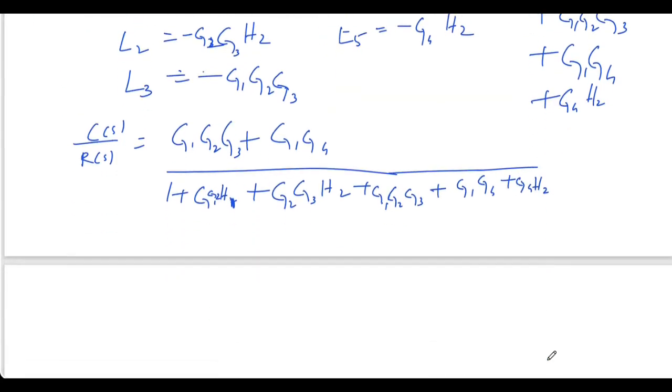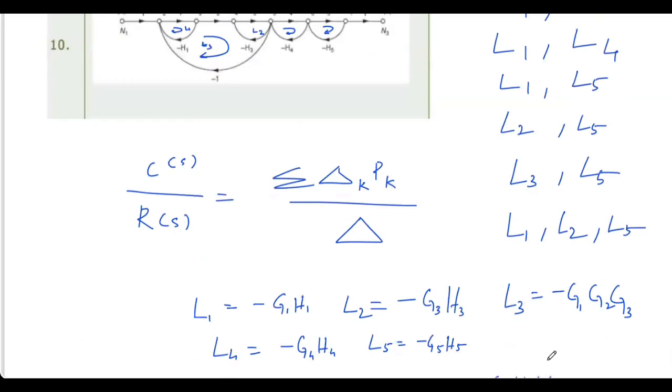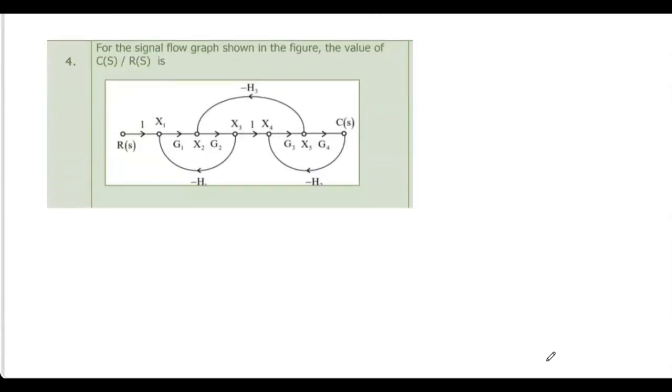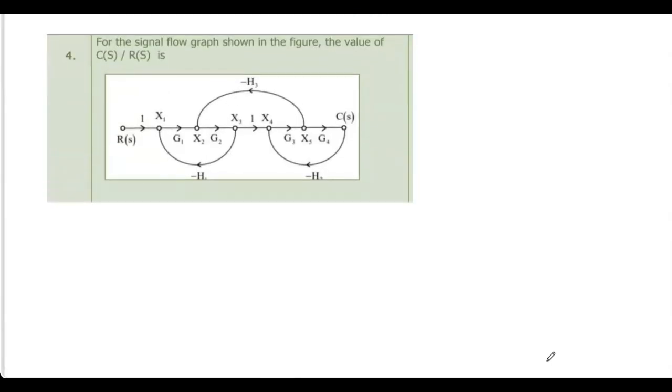So this is the answer to this problem. I think we have done all the problems. We don't have time to do another problem.